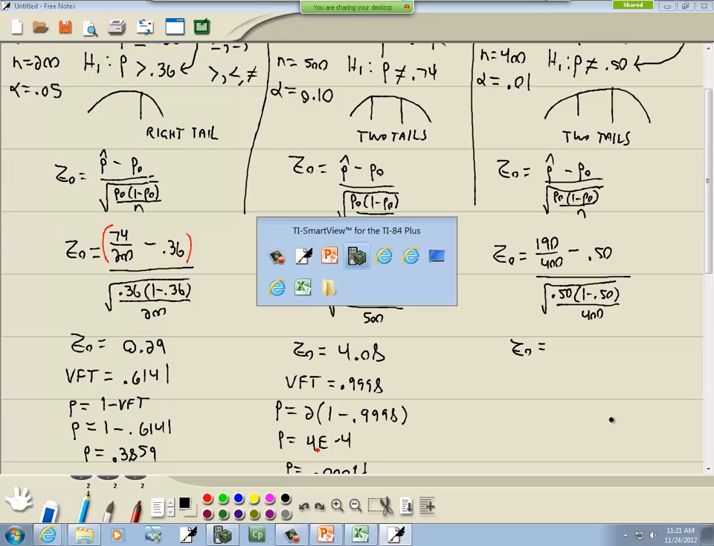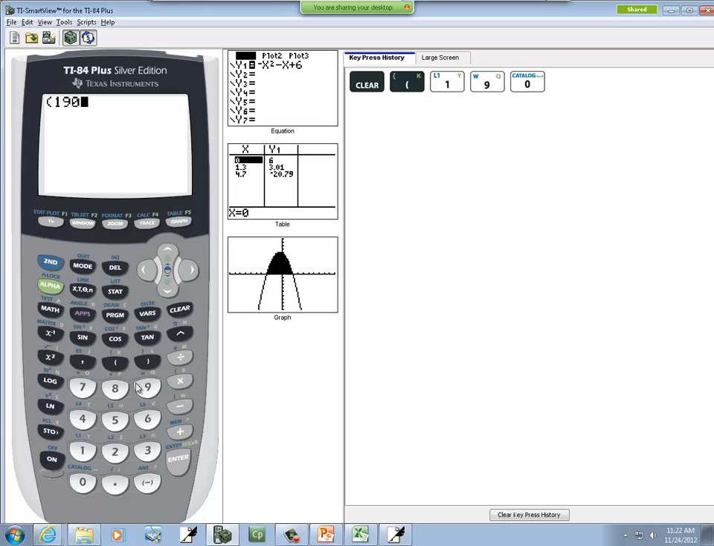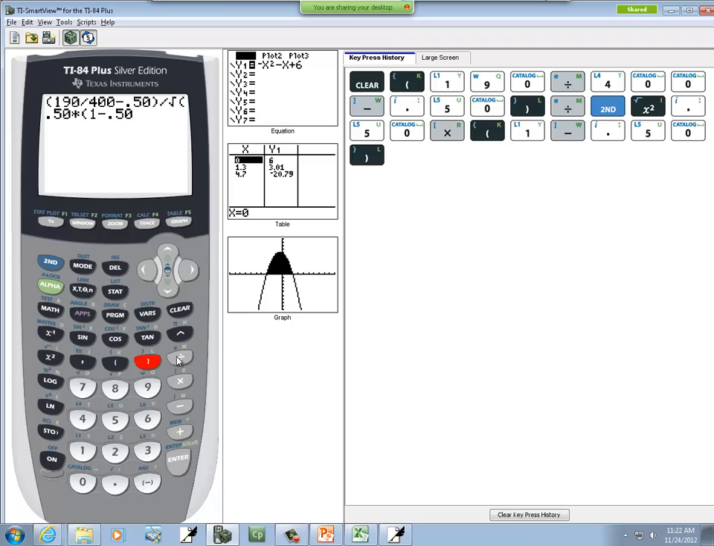Okay, so let's see what that gives us. Remember, the key is to put parentheses on top when you're plugging it in. So do a beginning parentheses, 190 divided by 400 minus 0.50, close parentheses, divided by the square root of 0.50 times, beginning parentheses, 1 minus 0.50, close parentheses, divided by 400. Enter. We get -1.